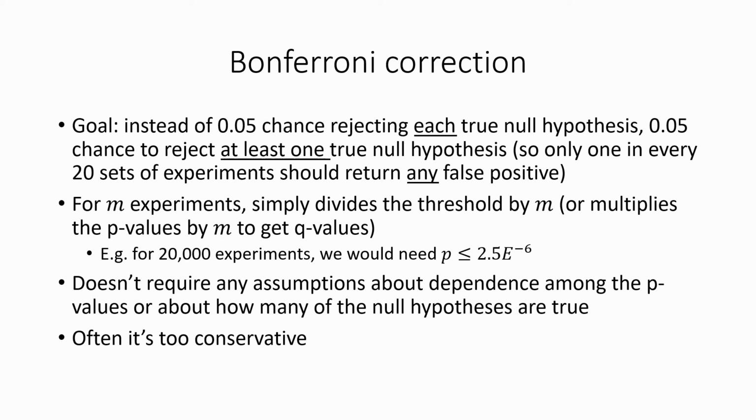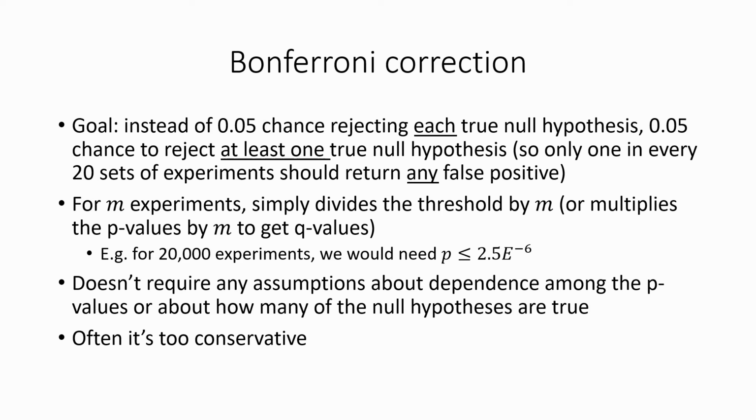Now the way that we do it is by simply taking a lower threshold. So if we have m experiments, we simply divide the threshold by m. Okay, so if we have one experiment, we remain with 0.05. If we have two experiments, we divide it by 2 and we get a 0.025 threshold. If we have 10 experiments, it will be 0.005. And for 20,000 experiments, like in our example, it would be 2.5 e to the minus 6.